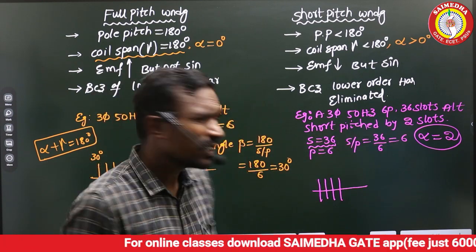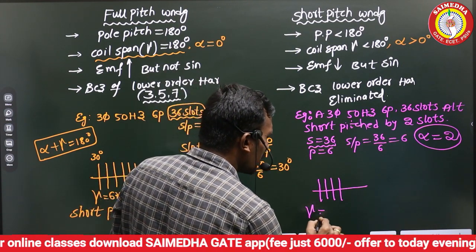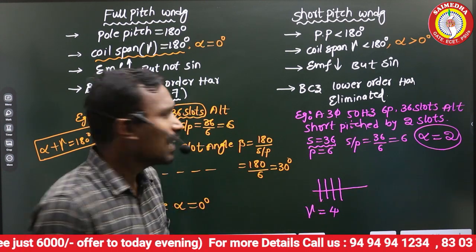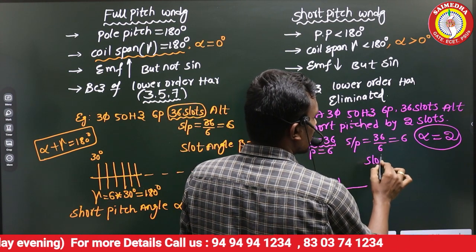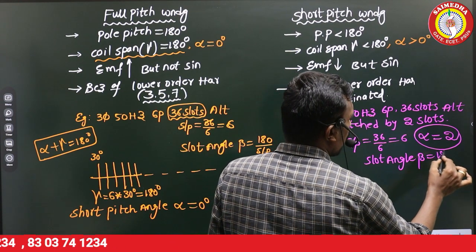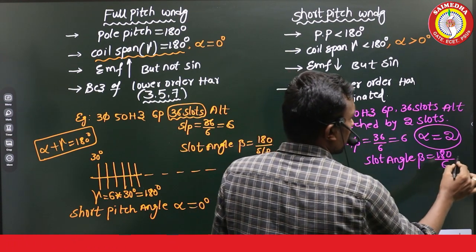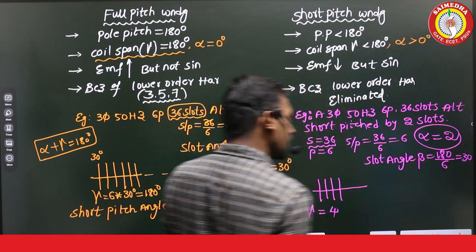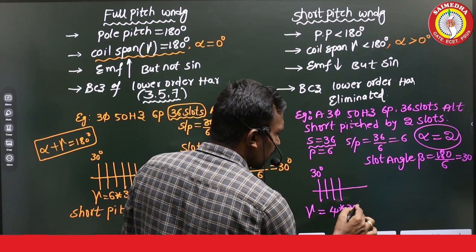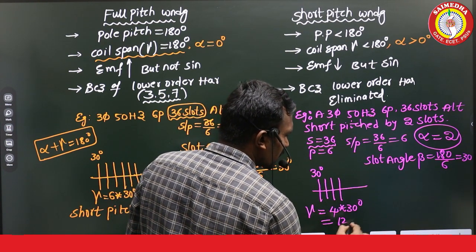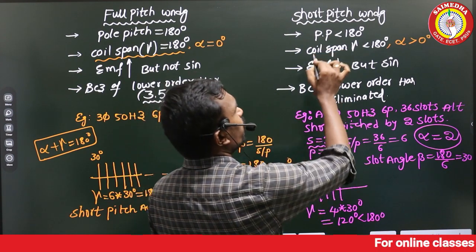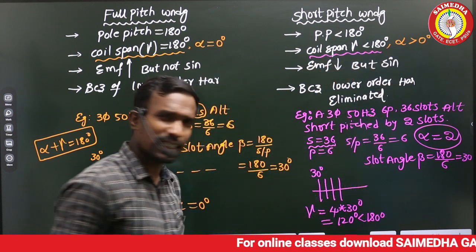Alpha is 2 slots. Then what is gamma? The coil span gamma is just 4 slots, guys. Now the 4 slots is the coil span. What is the slot angle? The slot angle beta, as usual, is equal to 180 upon slots per pole, which is 30 degrees. Here 4 slots are there, each of 30 degrees. So 4 slots each of 30 degrees is equal to 120 degrees, which is less than 180 degrees. Such a type of winding is called short pitch winding.